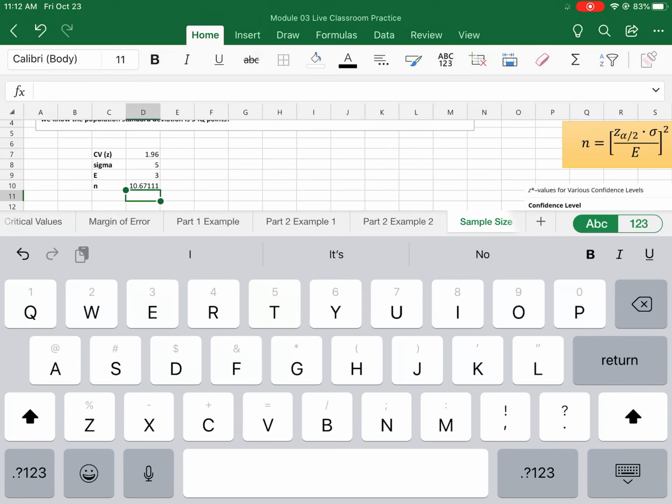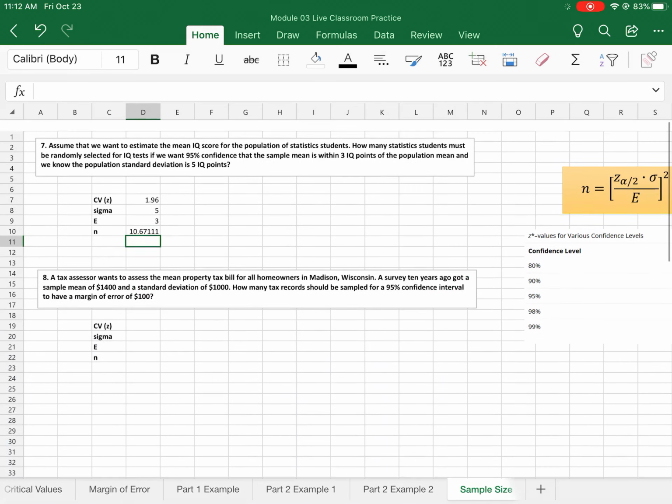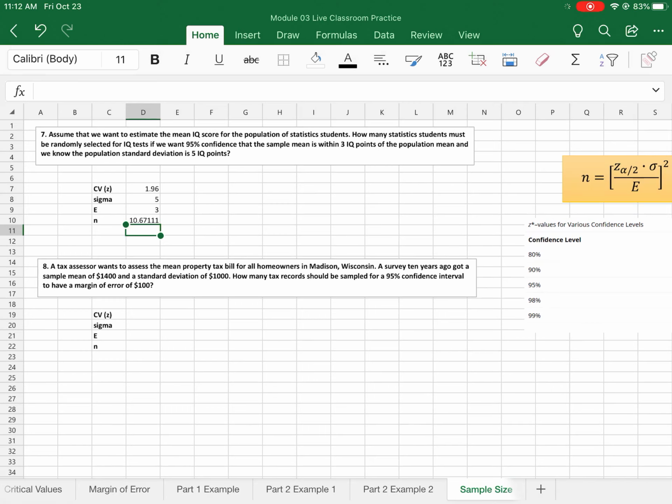Okay, so then our sample size says 10.67 would be our sample size, so I would want 11, because 10 would not be enough to sample. So I'd want to round up to 11, because obviously you can't have 10.67 of a person. Okay, so let's go to the next example.